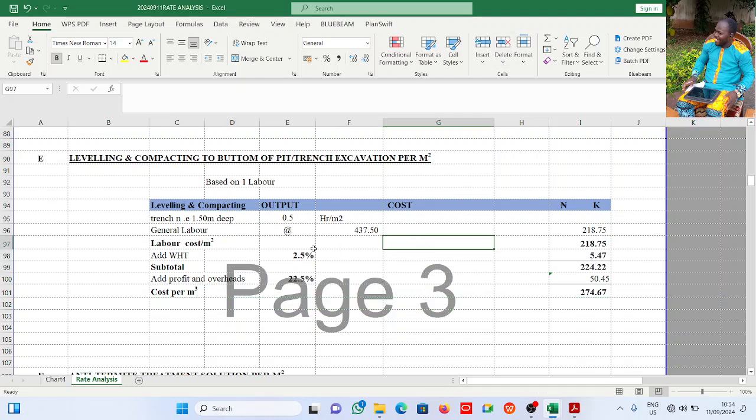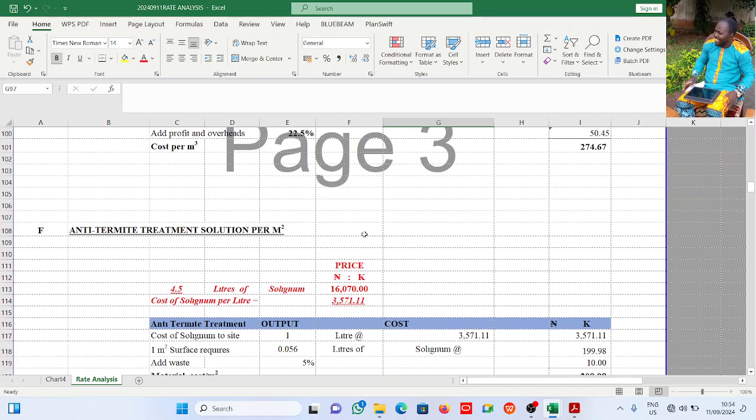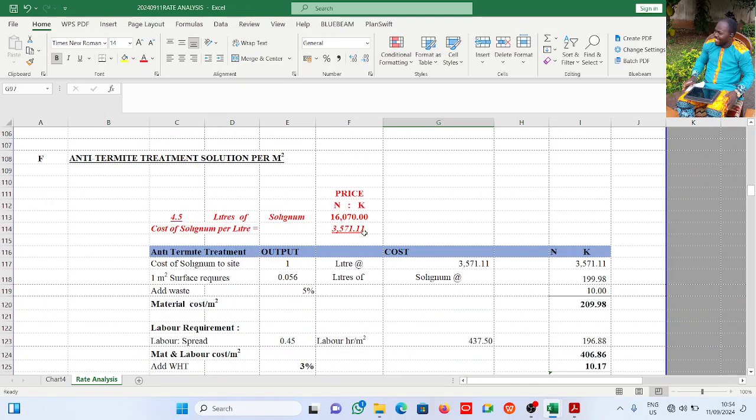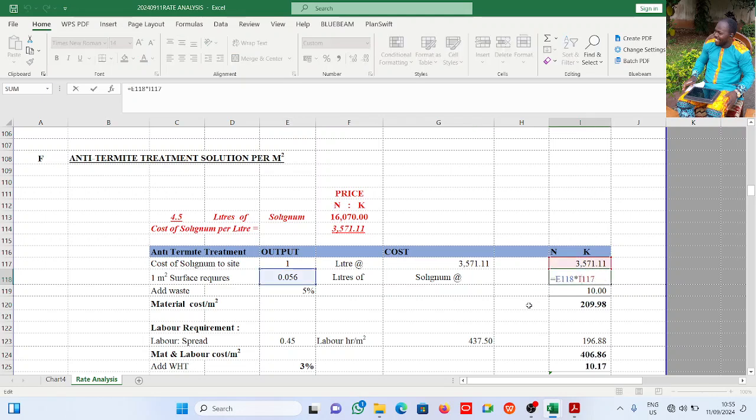Now the same thing for anti-termite solution. Anti-termite solution also in the BESMM 4R is not being taken off, so the rate is deemed to be included in your rate of excavation. But in any case, most times it's solignum, 4.5 liters of solignum at this particular amount. For 1 liter we have this. Cost of solignum per liter is this. Then the output is 0.056 liters for 1 square meter.